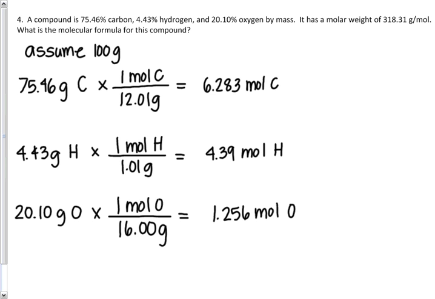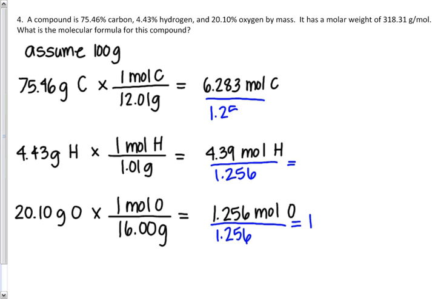Now, after you've converted to moles, the next step is to divide by the smallest number of moles. The smallest number is 1.256. So you divide each of those by 1.256. And in doing so, you find that for carbon, you get 5. For hydrogen, you get 3.5. And for oxygen, obviously, you get 1.